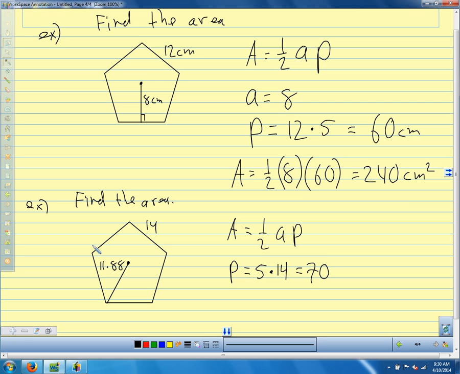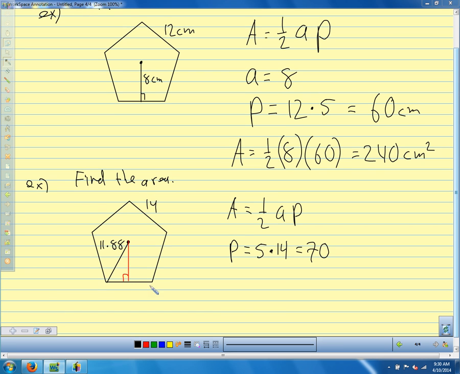Draw in the right triangle. This one is not a 30, 60, 90 triangle, but we can do something else. What does this segment do to this side of the polygon? Cuts it in half. So what is this little piece? 7. So now I have a little right triangle. I have two sides and I need to find the apothem. What always works on a right triangle? A squared plus b squared equals c squared. I have two sides. That's our look for the Pythagorean theorem.